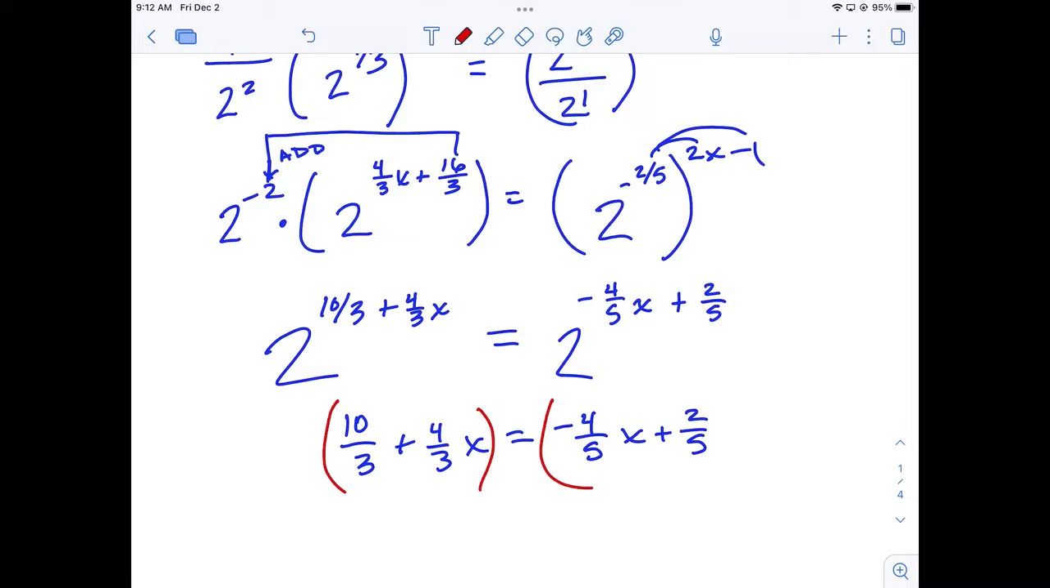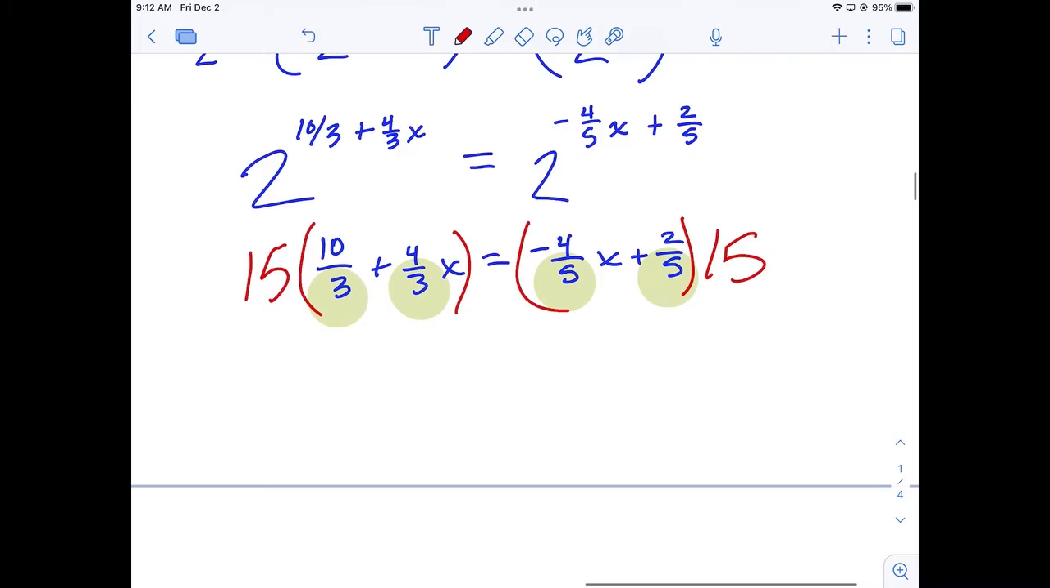I'm going to multiply both sides by the LCM of my little denominators. What's the LCM of 3 and 5? 15. Good. It's their product because 5 and 3 are what? They're prime numbers and they're also co-prime to each other. Very good. If you remember the word co-prime.